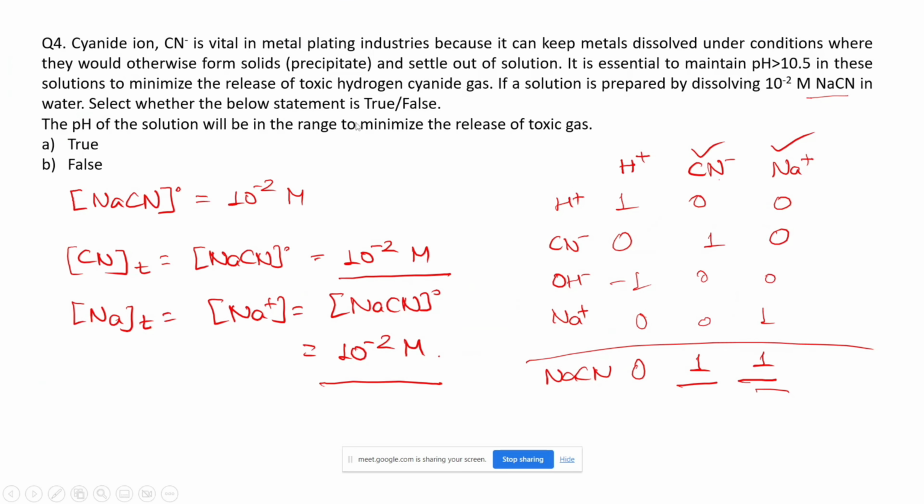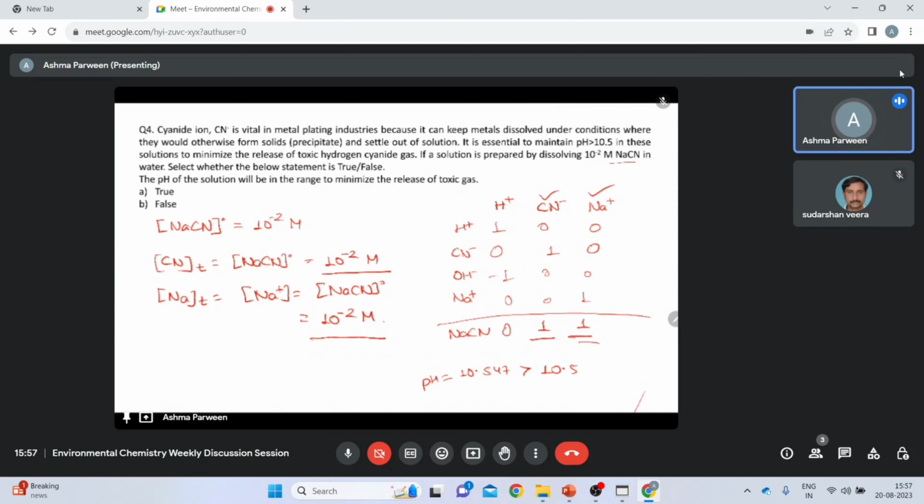The pH we got was 10.547, and here it is said that if the pH is greater than 10.5, then there is no release of toxic hydrogen cyanide gas. The final pH we got was around 10.547, which is greater than 10.5. So there will be no release, or the release of toxic hydrogen cyanide gas will be very less. So the statement, the pH of the solution will be in the range to minimize the release of toxic gas, is true. So the correct option is A.